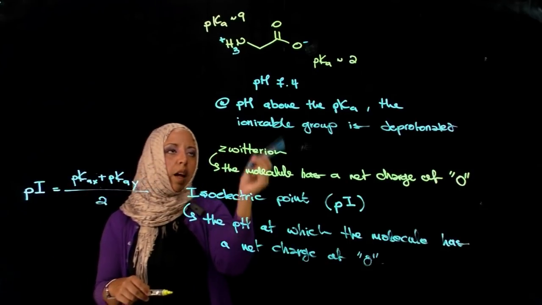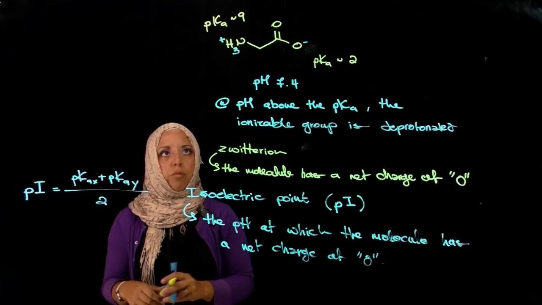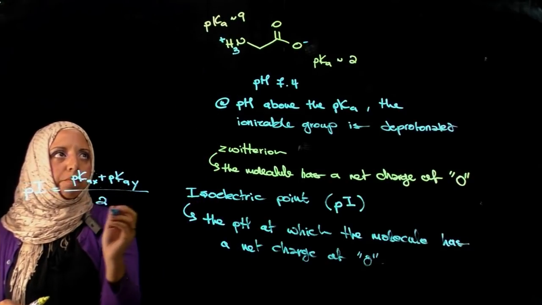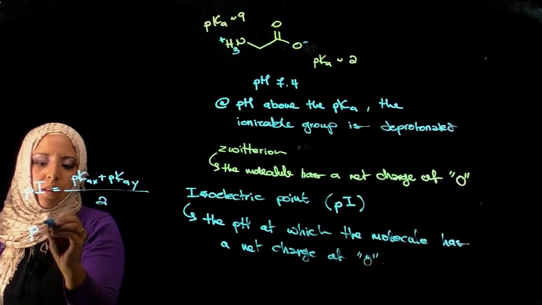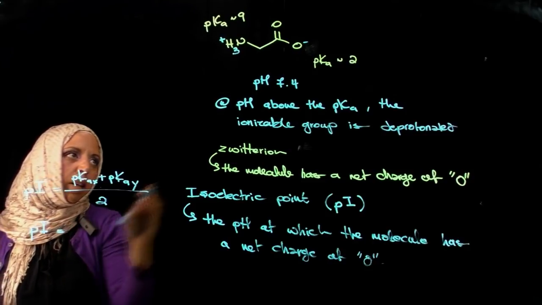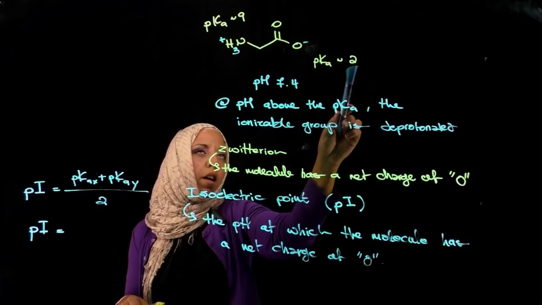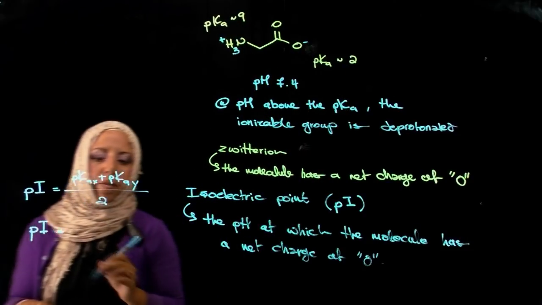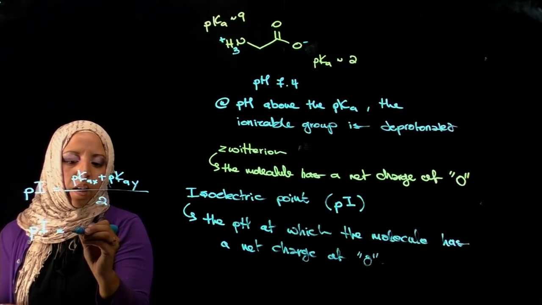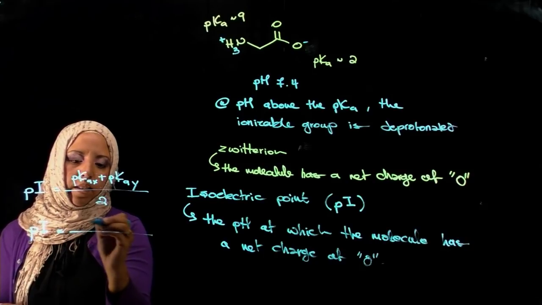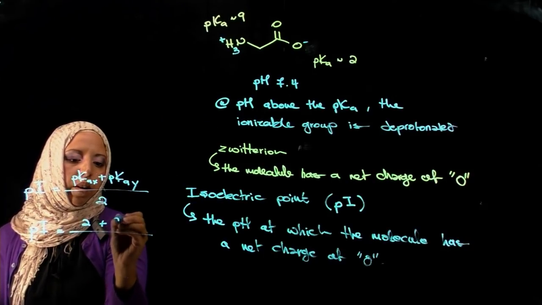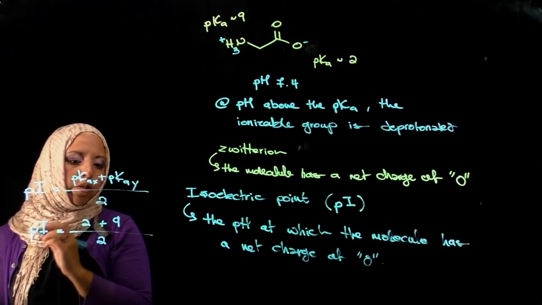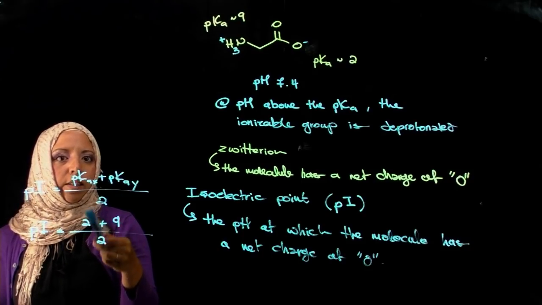So if we were to calculate the isoelectric point for glycine, it's really a bit above 2 and a little above 9, but I'm just using 2 and 9 as an example. It only has 2 pKa values, so it would be 2 plus 9 over 2.